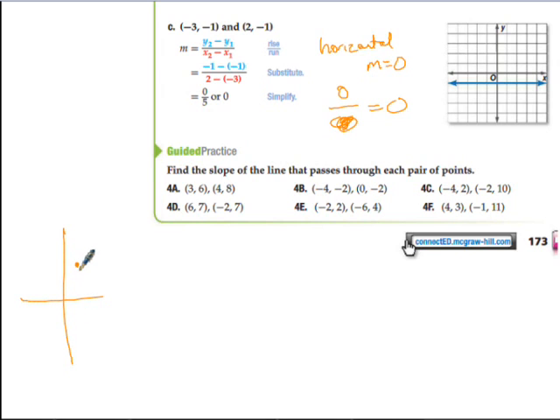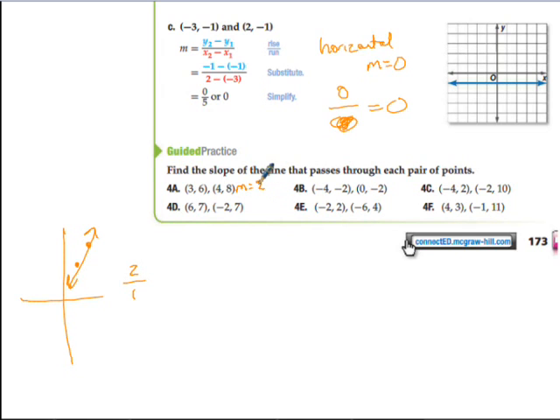So over 3 up 6, say that's there. Then I go over 4 up 8, so that's there. Is that perfect? No, of course not, but it tells me that the line is going up, so I know the slope is positive. Then I just do how far from 6 to 8? The answer to that is 2. How far from 3 to 4? That's 1. So the slope here is 2.